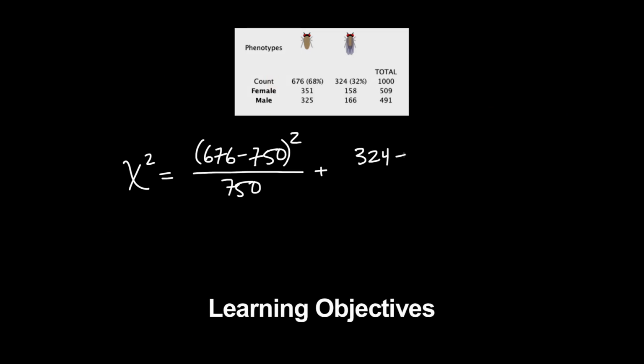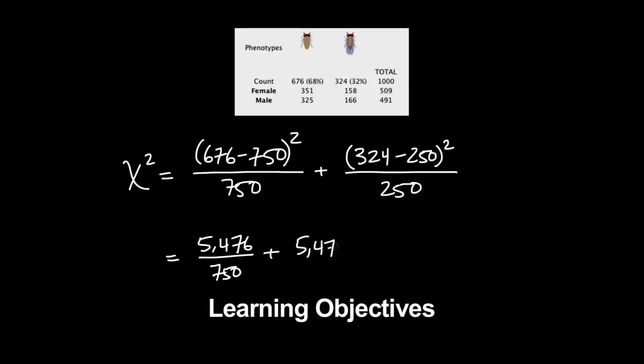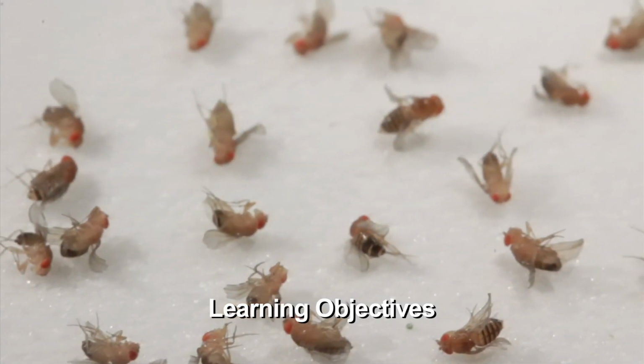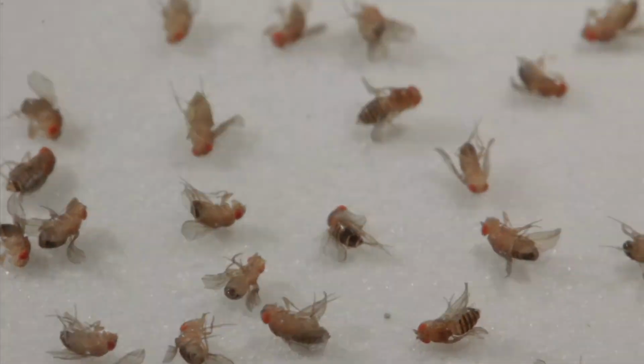After watching this video, you will be able to apply chi-square hypothesis testing to experimental data obtained from genetic experiments.